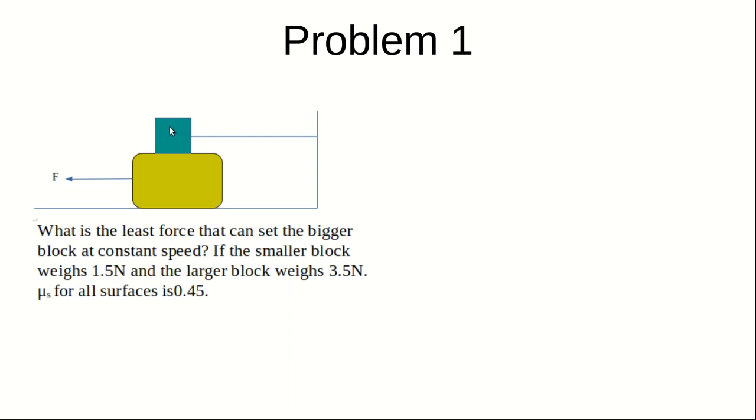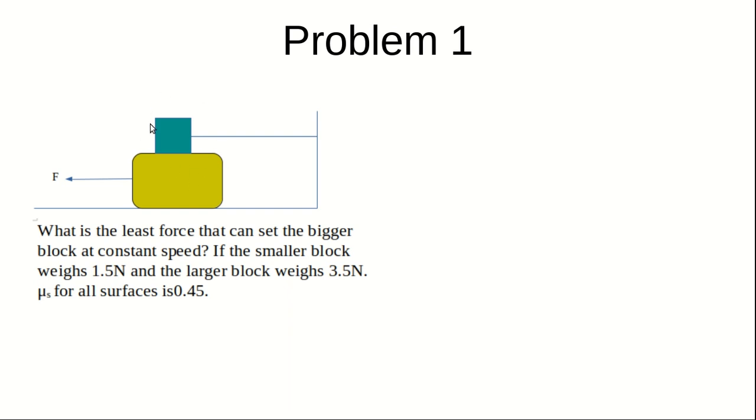The weight of this is 1.5 Newton. The weight of this is 3.5 Newton. And the coefficient of sliding friction for these two surfaces and these two surfaces is 0.45. So to solve this problem, we first of all consider this system, the first block.